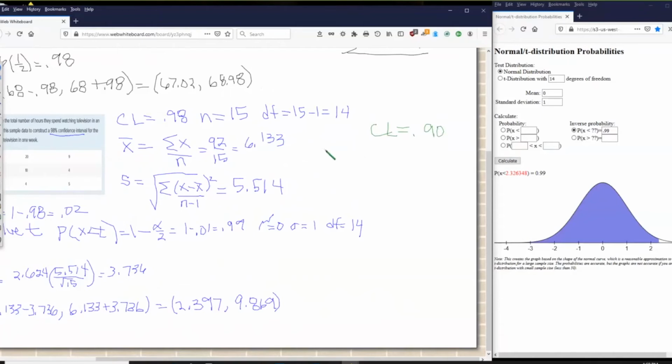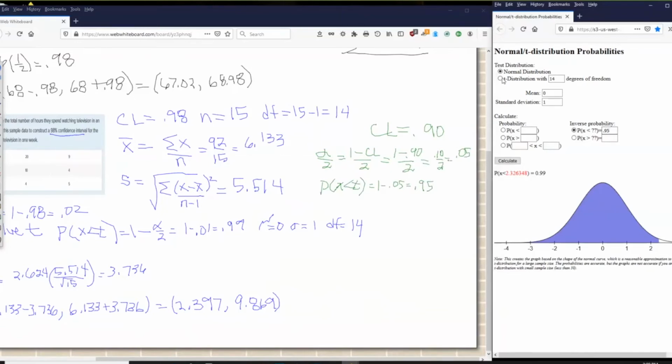So this time my alpha over 2 is going to be 1 minus the confidence level divided by 2. So that's just 1 minus 0.90 divided by 2, which is 0.10 divided by 2, which equals 0.05. Then when I'm solving for my t, that's going to be 1 minus alpha over 2. So 1 minus 0.05, which is going to make that 0.95. So now, instead of 0.99, we're going to have 0.95.